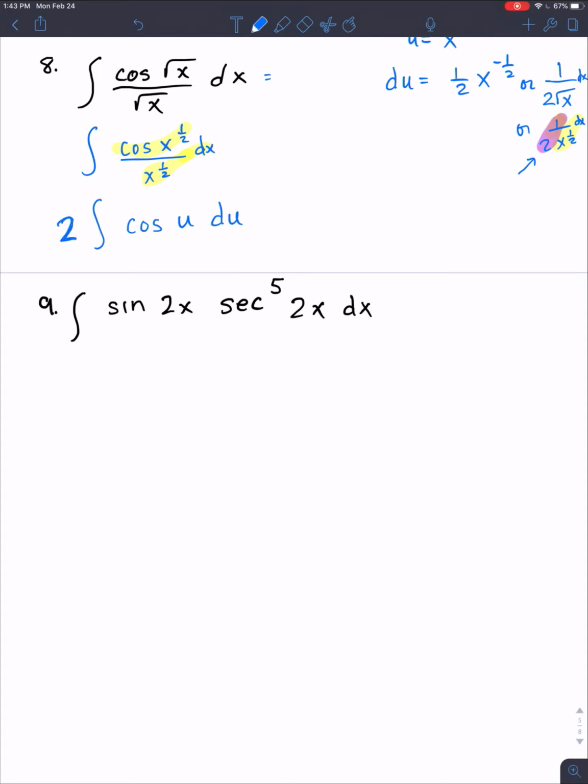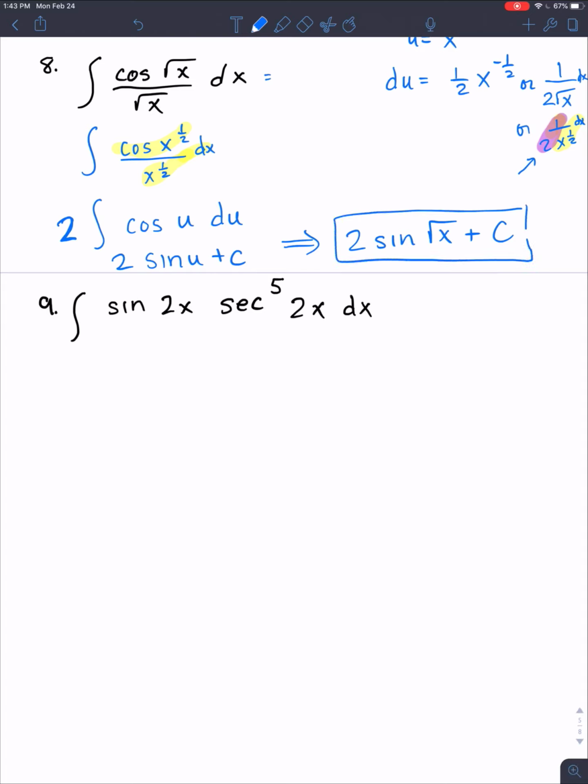So now we're ready to take the antiderivative of this, which is just carry down the 2. The integral of cosine of u is sine of u plus a constant. So then if we replace u, I'm going to have 2 sine square root of x plus a constant. Alright, I think we'll stop right here and pick up with that on the next video.